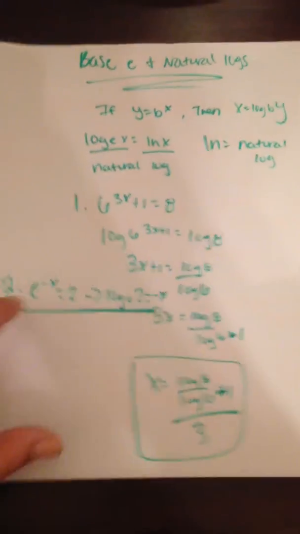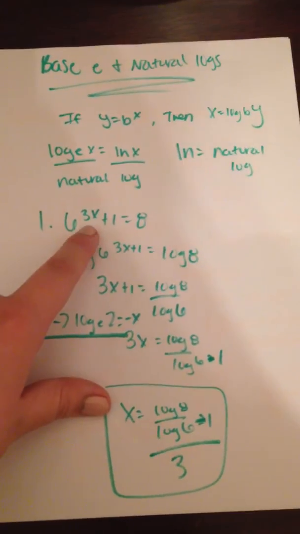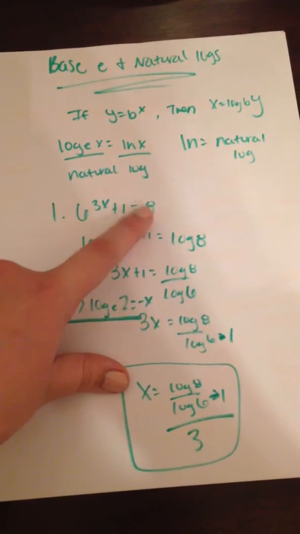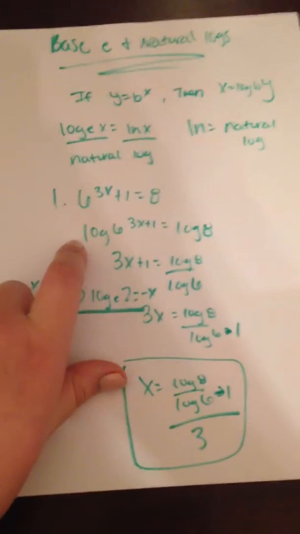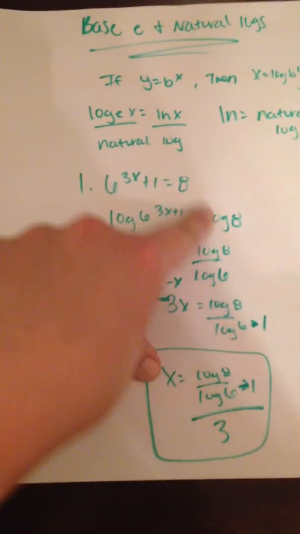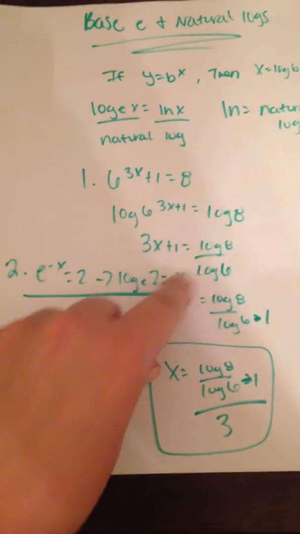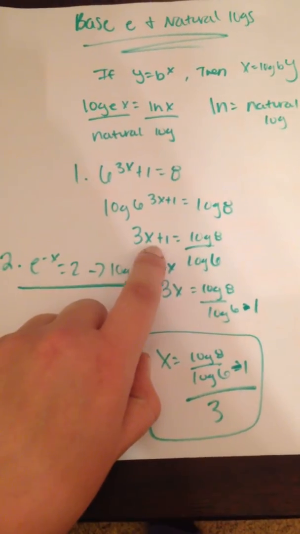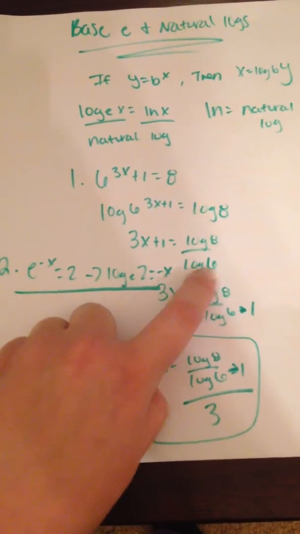So what I have set up here is 3x plus 1 equals 8. When you put it into log form, you get this right here. You kind of just switch it all around. And so when you set it up, you have 3x plus 1 equals log 8 over log 6.